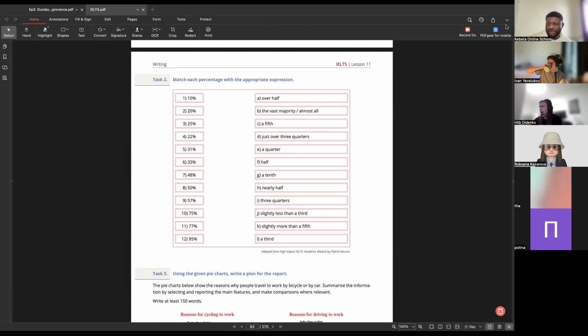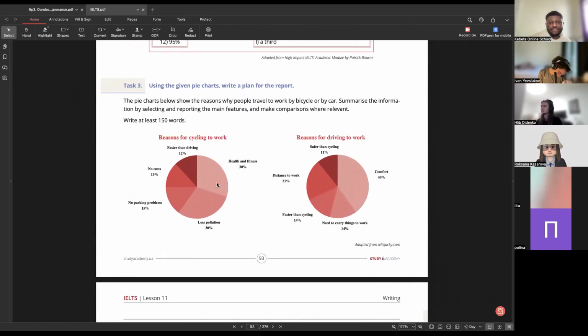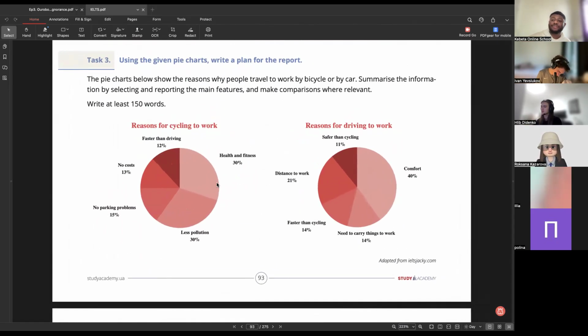That is great. So at the very least, you are familiar with these terms, right? So let's move on to task number 3. It says, using the given pie charts, write a plan for the report. So right now we are getting into the nitty-gritty right away. We've encountered the format multiple times, so you know how to make a draft. Yes? Good. So I'd like you to make a draft. How would you write the introduction?